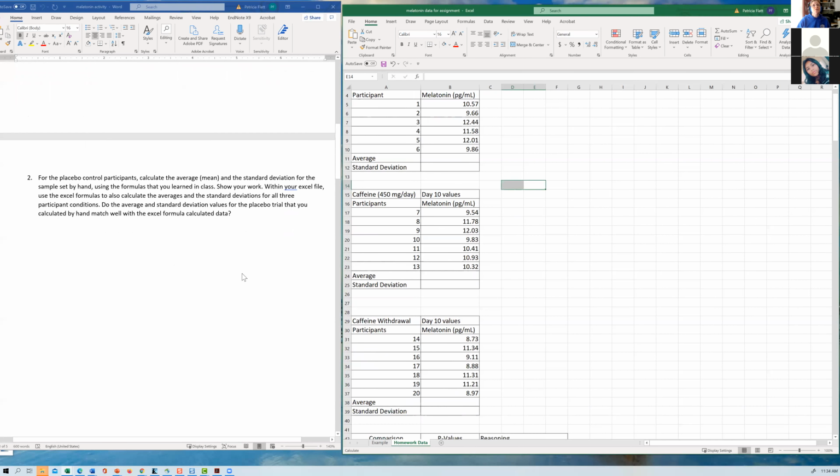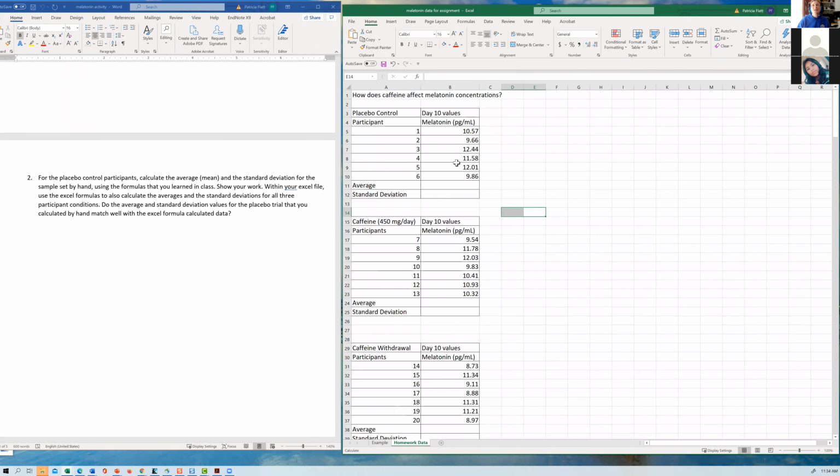And then you will need to calculate the averages and the standard deviations. So for the placebo control, you need to show your work.